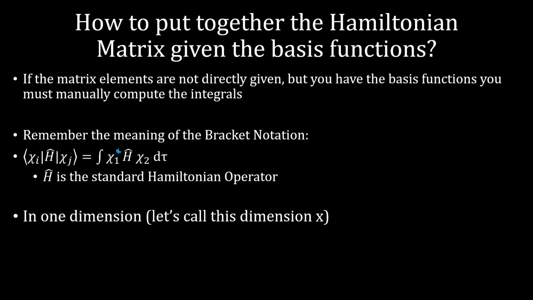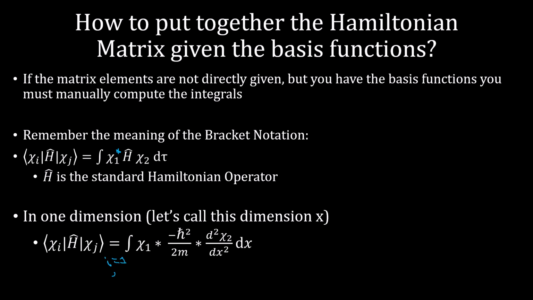So for example, in one dimension, we'll call that dimension x. Our Hamiltonian operator is negative h bar squared over 2m times the second derivative with respect to x. So the bracket ⟨chi_i|H|chi_j⟩, when i equals 1 and j equals 2, will be the integral of chi1 times negative h bar squared over 2m times the second derivative of chi2 dx. And again, here I'm assuming that chi1 is a real valued function.